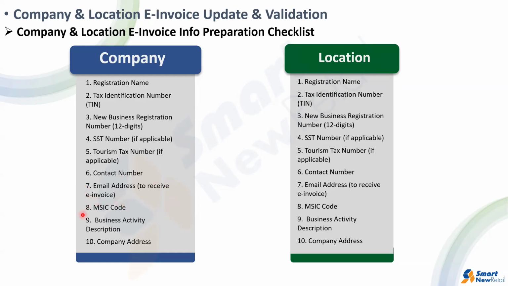Okay, MSIC code. Your MSIC code can be obtained from your MyInvoice portal. Your business activity description: supposedly the moment the company was registered with SSM, they already asked you what business you are trying to do. There's a description there. You can copy it. And then your company address, of course.